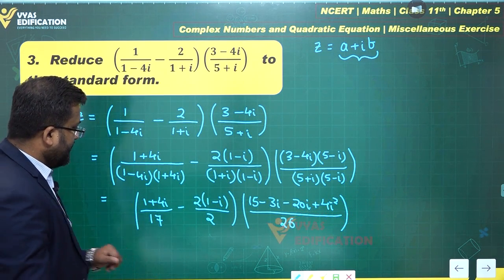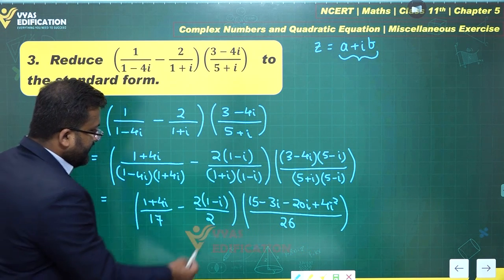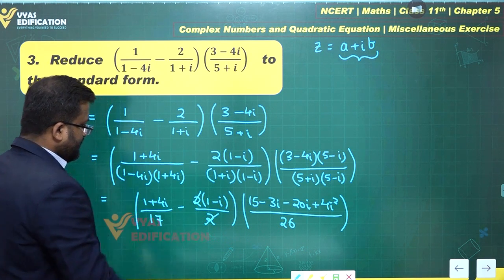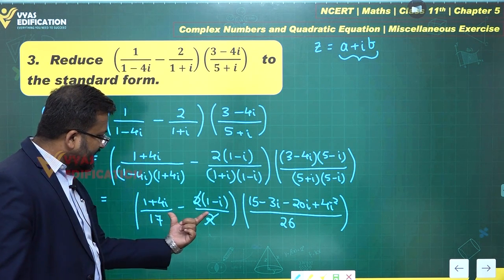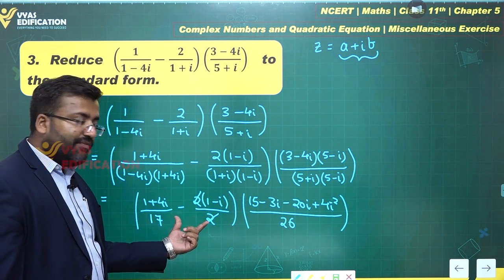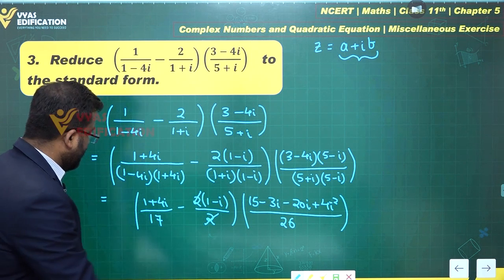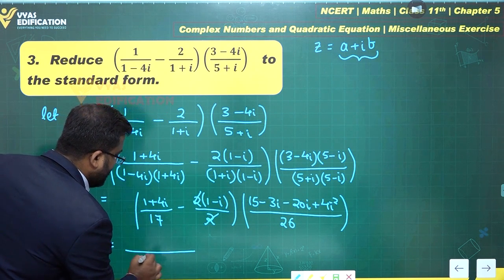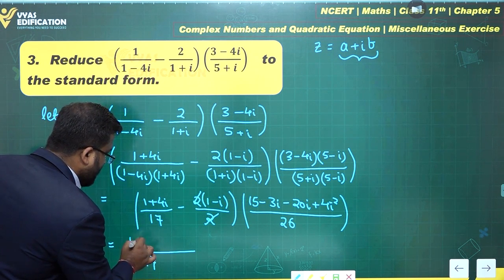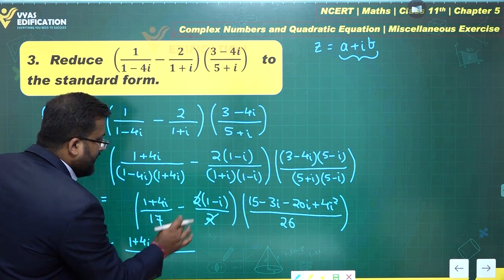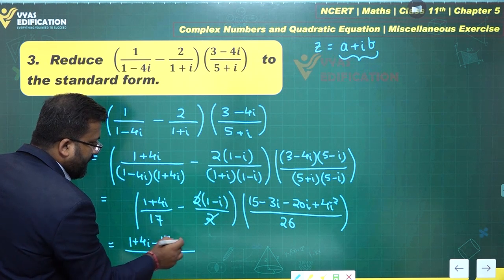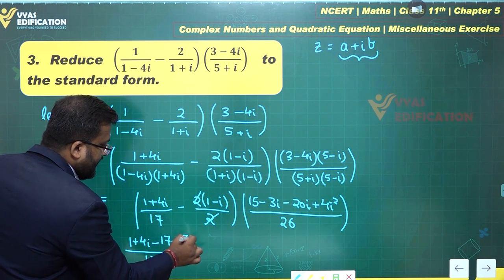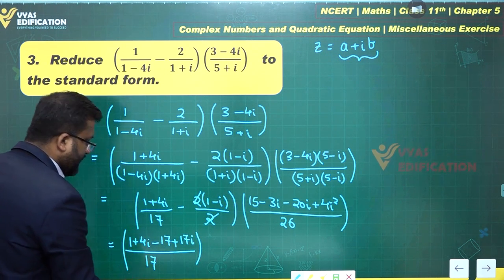Can we simplify this further? Yes. Okay, this is a 2. Let's cancel these 2's over here. And first, what I'll do is, can I take the LCM between these terms? Let's take the LCM of 17 over here. And what we get in the denominator is 17. This is 1 plus 4i and minus 17 times this would be minus 17 plus 17i. This is what I'm getting over here.